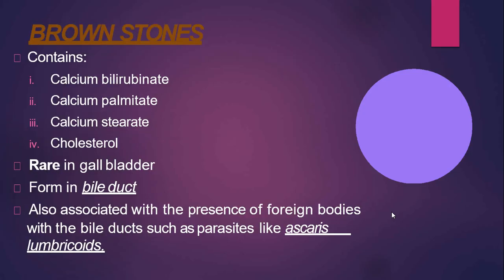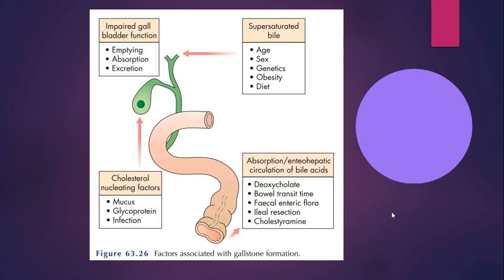Now, brown stones contain calcium bilirubinate, calcium palmitate, stearate, and cholesterol, of course. They are rare in the gallbladder. They are mostly formed primarily in the bile duct, also associated with the presence of a foreign body in the bile ducts, such as parasites like Ascaris lumbricoides. They try to produce brown stones there.